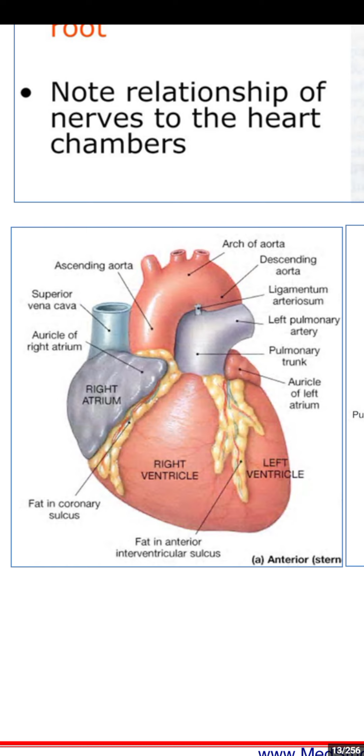So there are 3 arteries that go with the ascending aorta, and there is a descending aorta going down, and there is pulmonary trunk, and there is left pulmonary artery, the right pulmonary artery, and you can see the fat in coronary sulcus, fat in anterior interventricular sulcus. So these are the relationship of nerves to the heart.